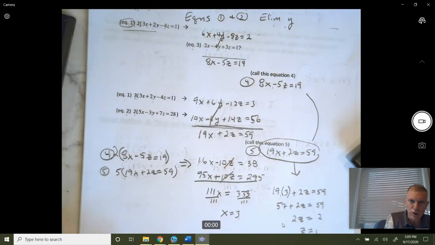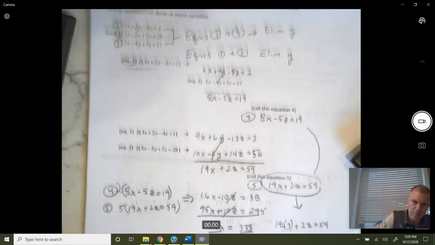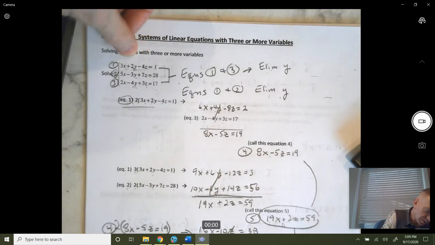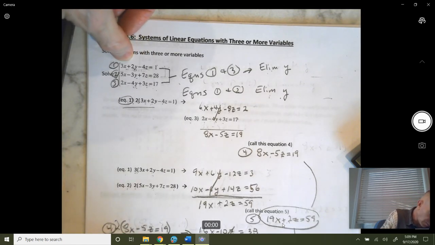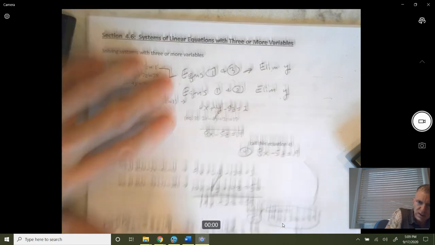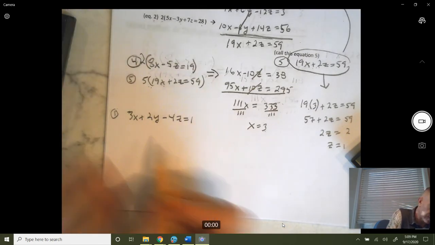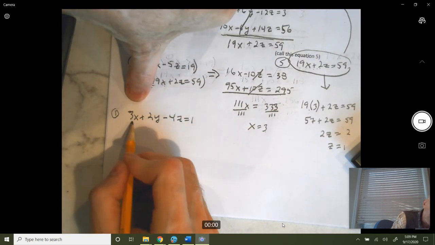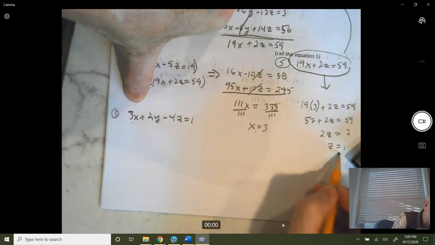Let's go back to one of our original equations up here. Let's just use the first one, which was equation 1, which was 3x plus 2y minus 4z equal to 1. I know you can't see that, but I just wrote this down here. Okay, and now we know x is 3 and z is 1, so we're going to solve for y.